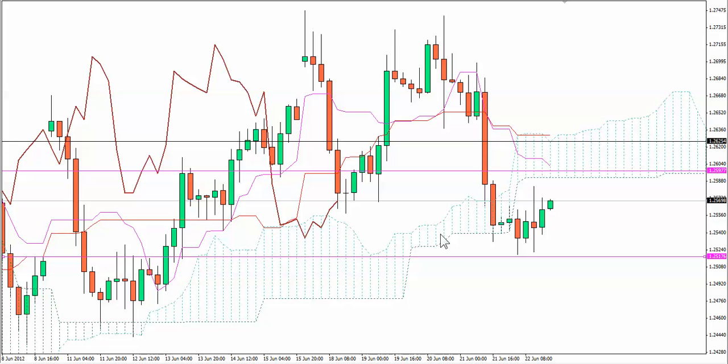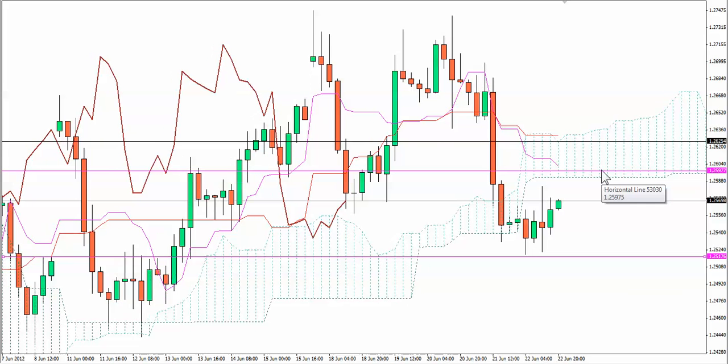The coloured band through the middle here, I refer to as being the cloud, and it's the midpoint over a longer period of time. The green line is generated by 52 candles, and the blue line is a combination of the red and the pink lines.